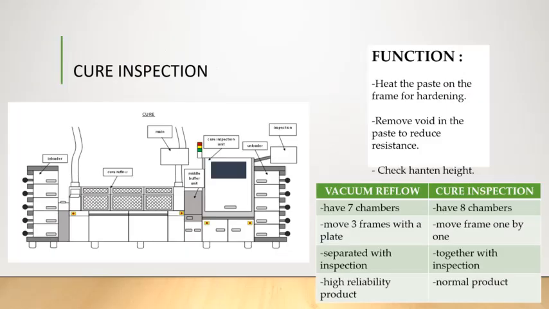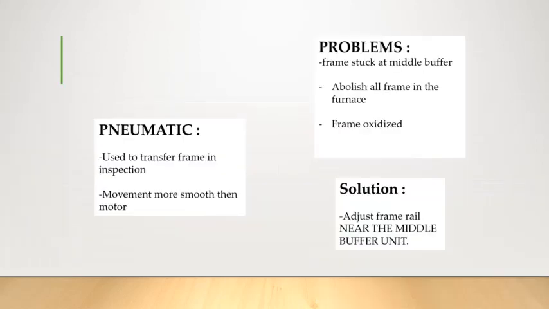And the last machine is the cure inspection, which is used to heat the paste on the frame for hardening and remove voids in the paste to reduce resistance. Here there are two types of machine, which are vacuum reflow and cure inspection. The problem in this machine is the frame is always stuck at the middle buffer, and the solution is they need to adjust the frame rate near the middle buffer unit. And that's all from me. Thank you.